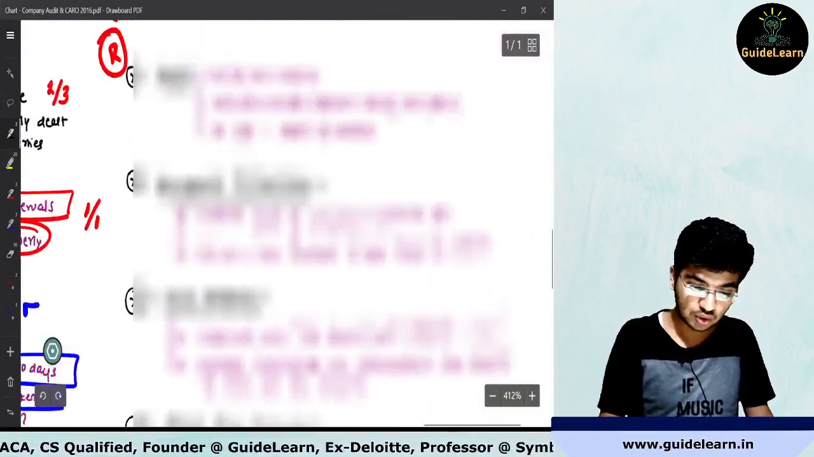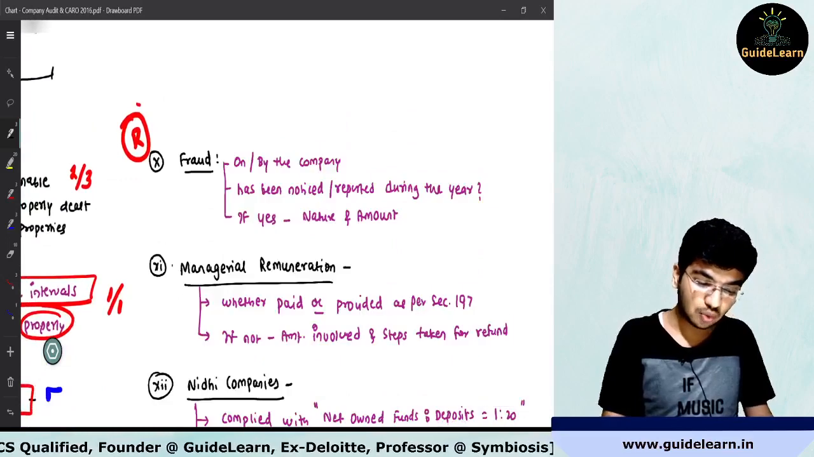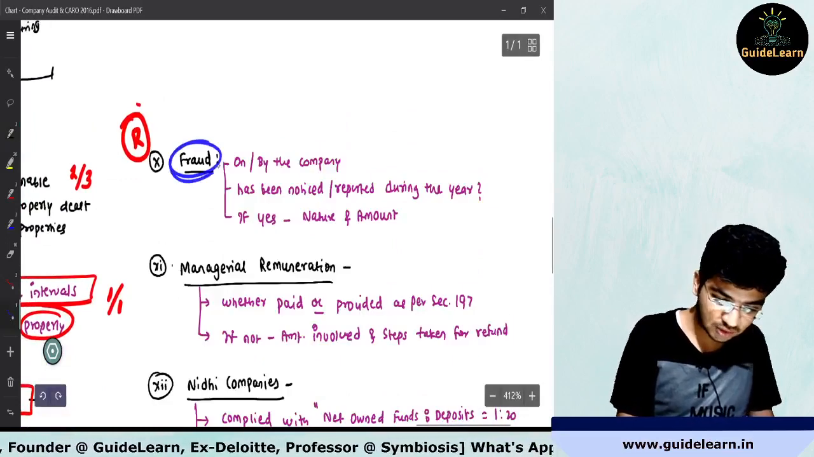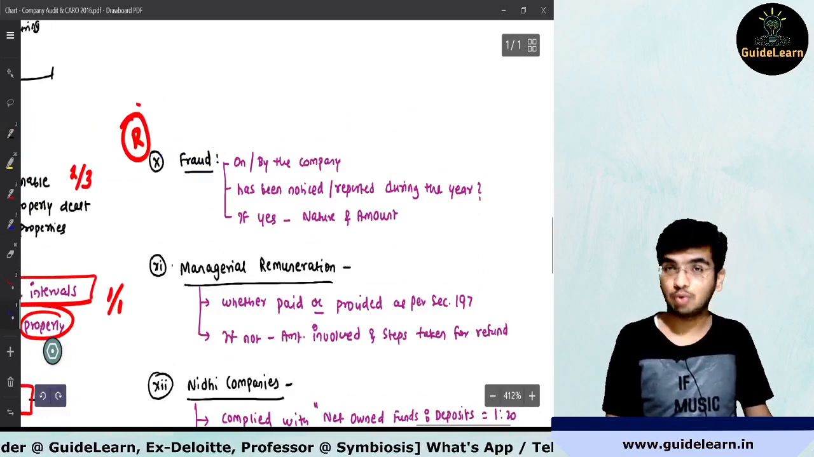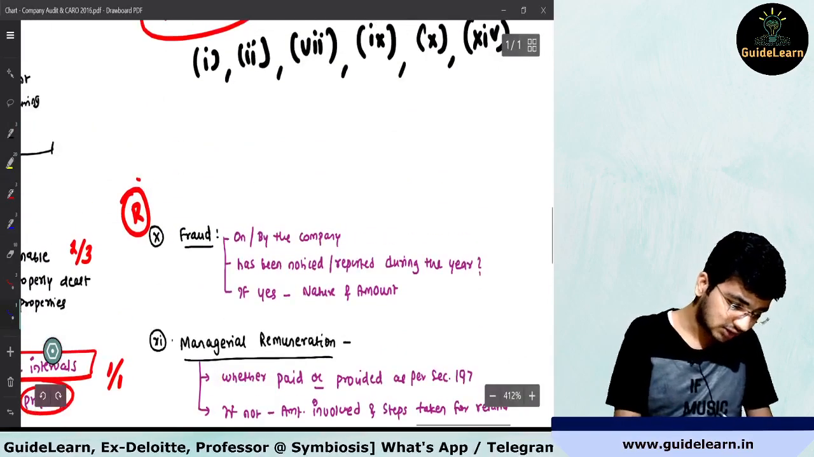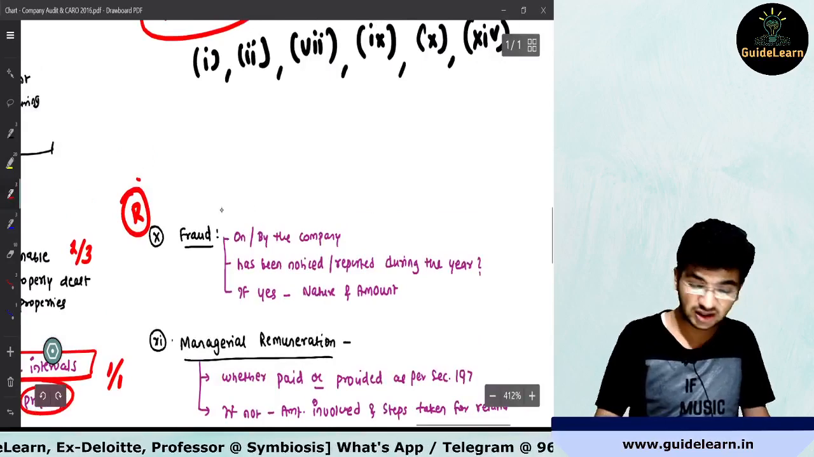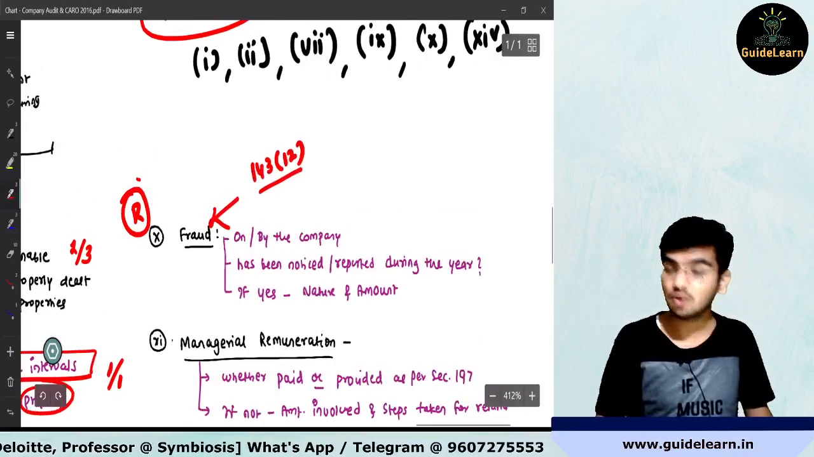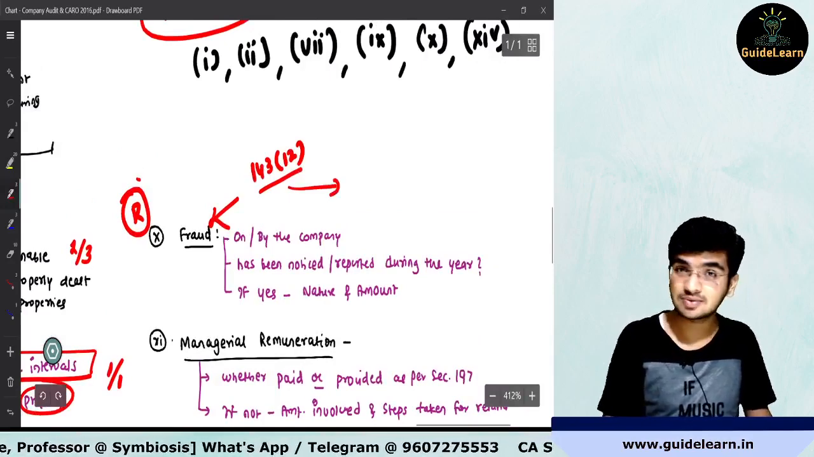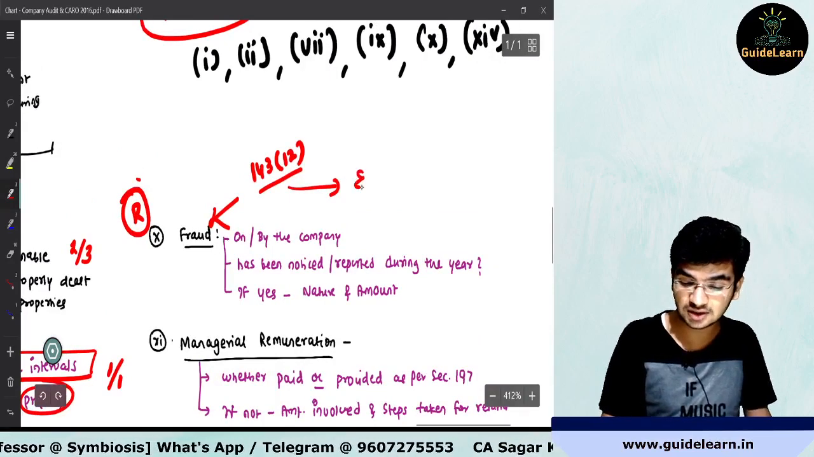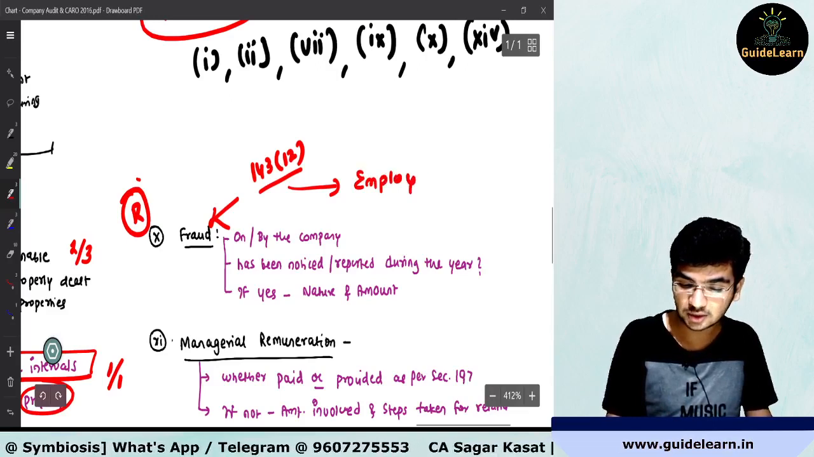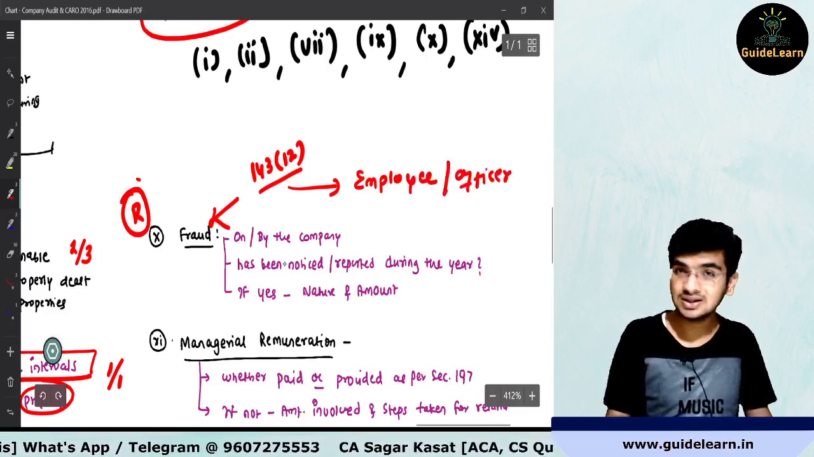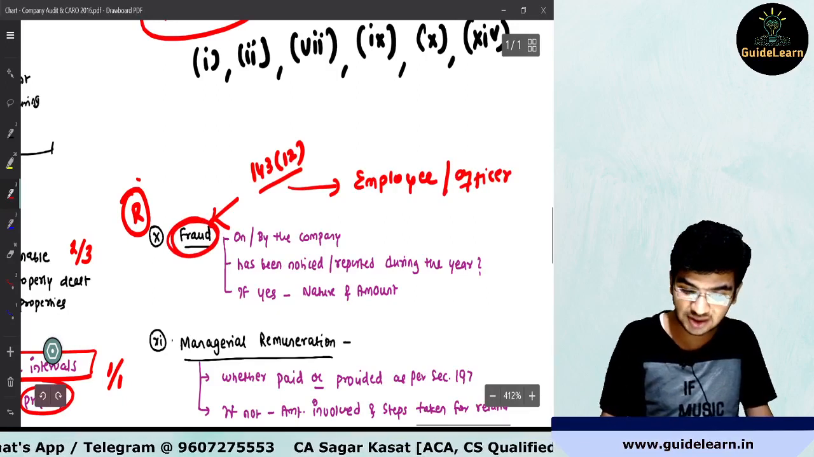Now let's see what the clause 10 requirement is, that is about fraud. What does this clause 10 talk about? It talks about the fraud reporting requirement. As a statutory auditor, you have the reporting requirement on fraud in section 143 subsection 12 as well. And that section 143 subsection 12 is specifically restricted to employee and officer fraud. Are you clear with this? Employee or officers fraud. Now this clause 10 is also restricted to employees and officers.